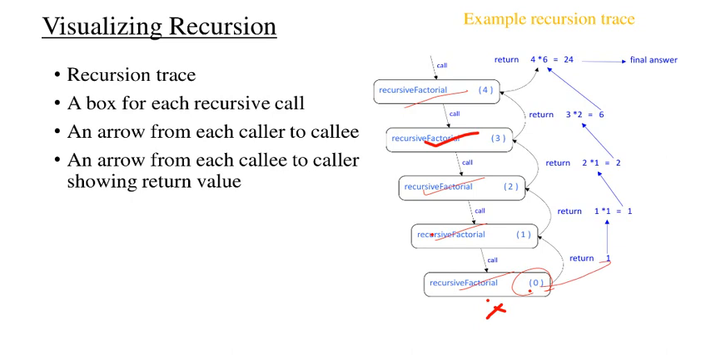This base case returns a value of 1. Then 1 multiplied by 1 gives 1, then 2 multiplied by 1 gives 2, then 3 multiplied by 2 gives 6, and finally 6 multiplied by 4 gives 24, which is your factorial.